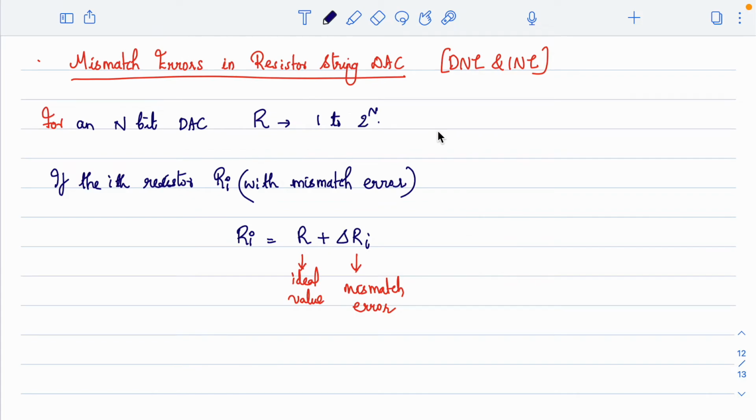Now we make one assumption here, which was true even in the previous example we did. We assume that the mismatches are symmetrical about the string. When I say symmetrical about the string, the meaning is that the sum of all the mismatch terms, from resistor number 1 to resistor number 2 to the power of n, is 0. Just for ease of calculation, I am assuming that the mismatches are symmetrical about the string.